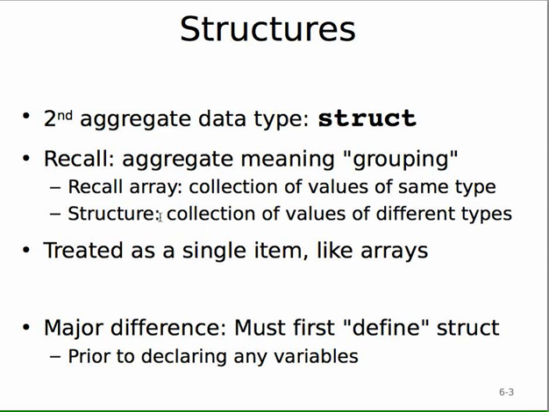Structures are different in that you collect values of different types, because often you want to have, let's say, some information about a person, which would include name, age, maybe some identification number, things like that. Those are all different types, but they all represent information about a person. That's the idea, and we treat structs as a single item, just like arrays. So a struct is a single thing that is composed of smaller things inside it.